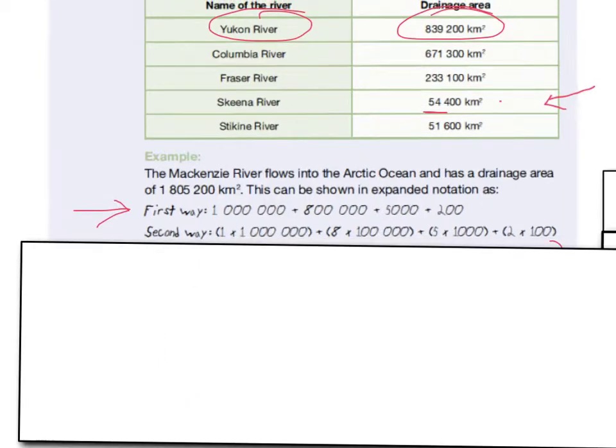All right, let's take a look at trying it the second way. For those of you that tried it the second way, we could have 800,000. Oops, sorry, second way. Let me go back.